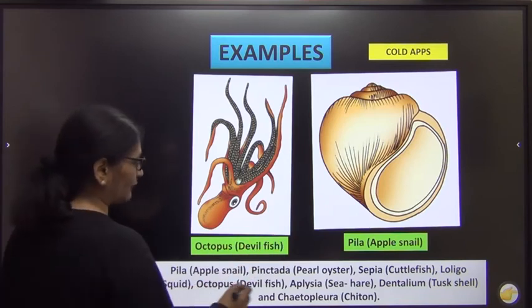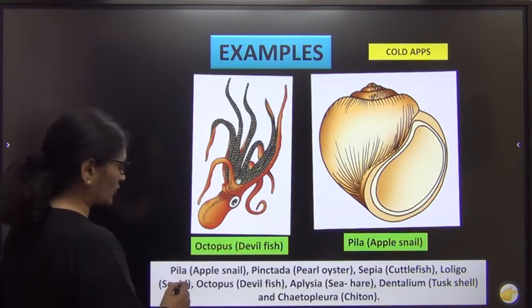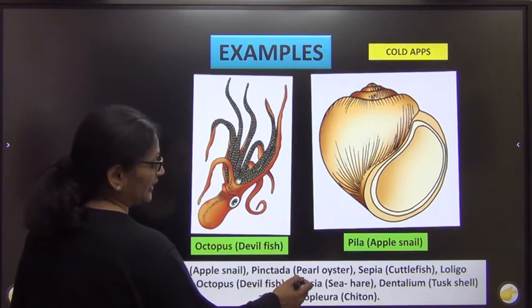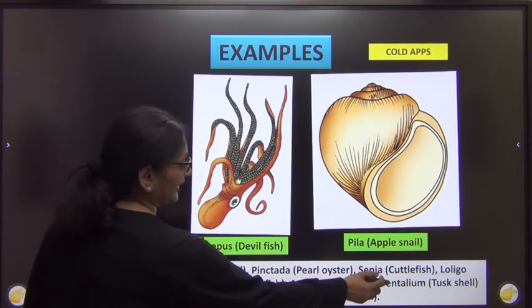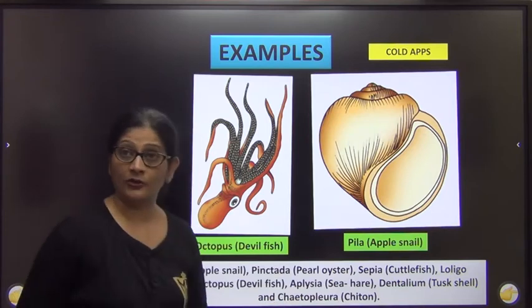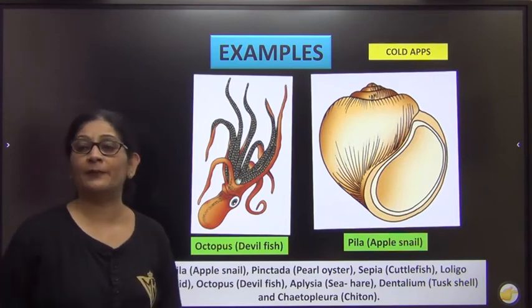Apart from that, you have to know pinctada, pearl oyster, sepia, cuttlefish, loligo, squid, octopus also called devilfish, aplysia, sea hare, dentalium, tusk shell, and Chaetopleura. Now you have to learn them since they are in your NCERT. When you go through the question paper, you will understand.